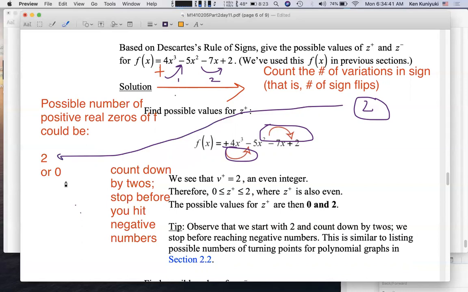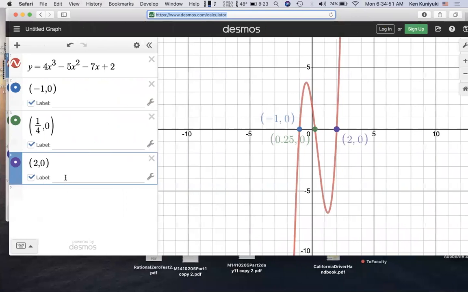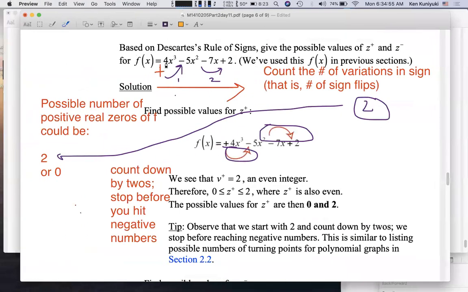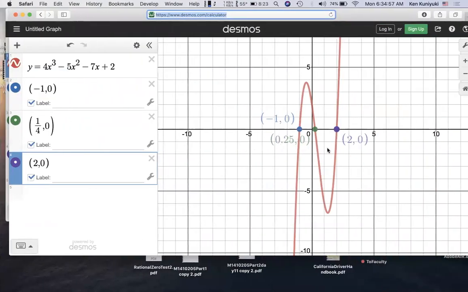So what are some possibilities in general? What are some examples of polynomial graphs that have 2 or 0 positive real zeros? Okay, so here's our old friend, right? Y equals this over here. It turns out that we are going to have 2 distinct positive real zeros. These correspond to the x-intercepts to the right of the y-axis. We have here 2 distinct positive real zeros, each with multiplicity 1.